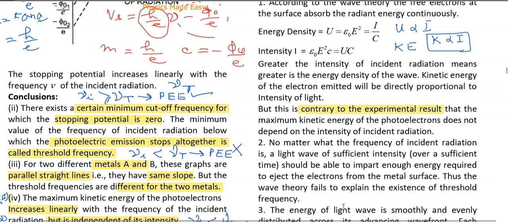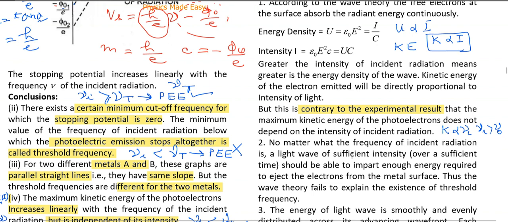This was proved to be wrong by the experimental results, which, as I have just stated, say that kinetic energy K is directly proportional to incident frequency, provided incident frequency is larger than threshold frequency. So this was predicted by classical theory, which has been proved wrong by experimental observation.